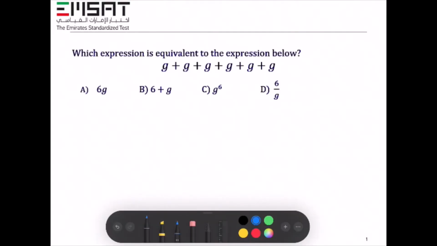Which expression is equivalent to the expression below? G plus G plus G plus G plus G plus G. As you can see here, we have 6 G's. The correct option is going to be A because we have 6 G's.